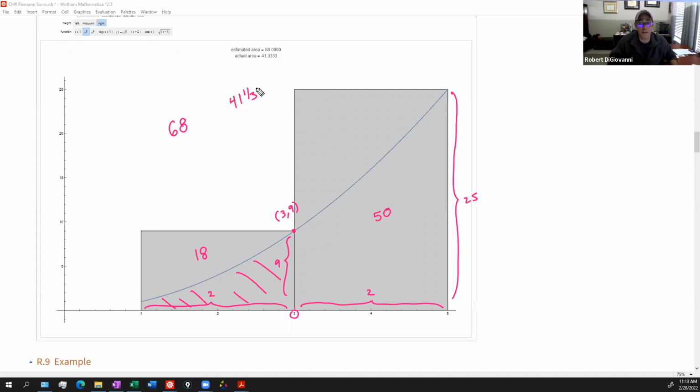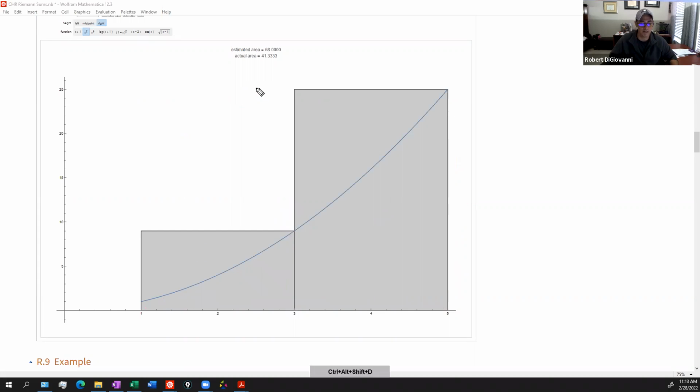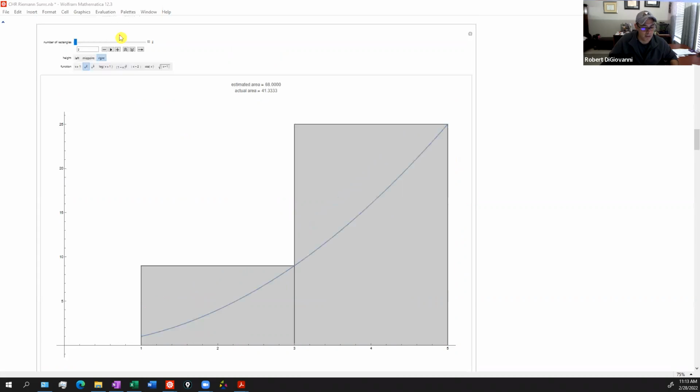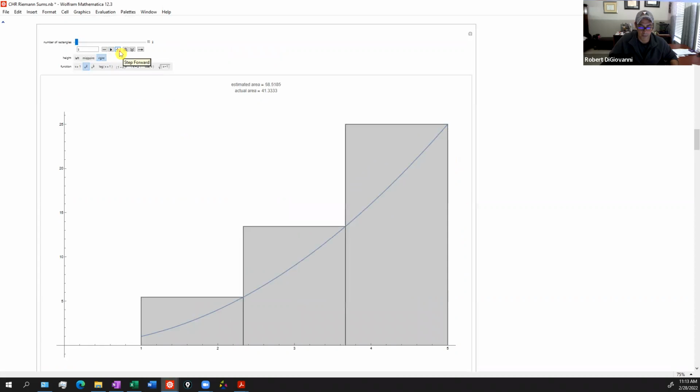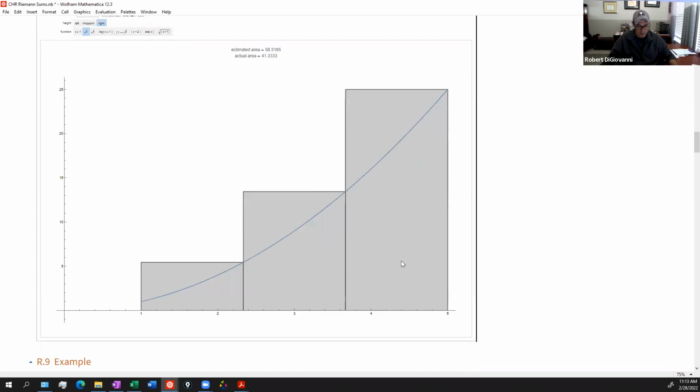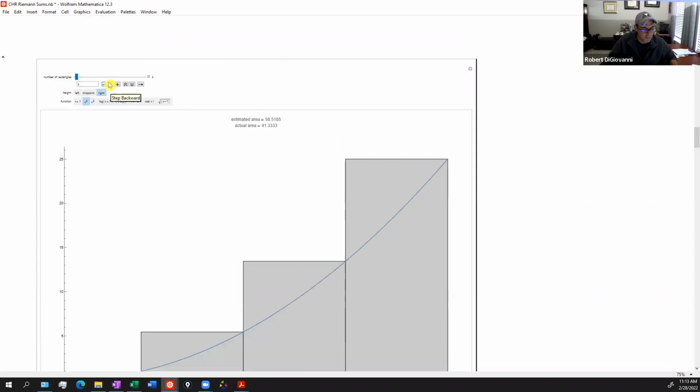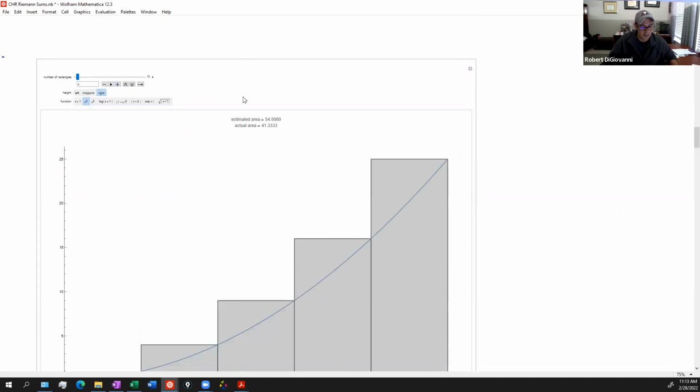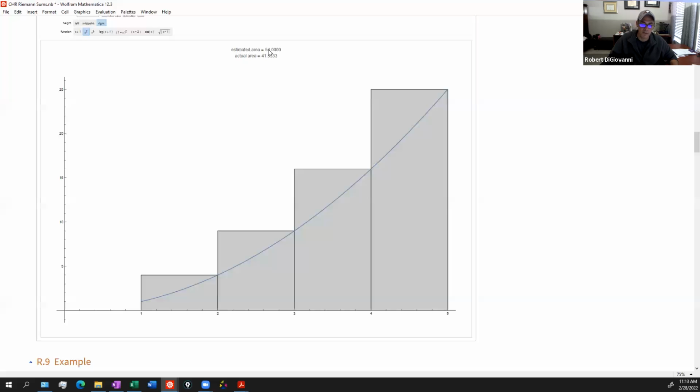So what would be even better than this? Breaking it up again. Why don't we do more than 2 rectangles? Why don't we do 3? So here's what happens if I do 3. The estimated area, I know this is hard to see, is 58.5. Let's go to 4 rectangles, because those are tough to see. Now it's 54, even closer to 41 1/3.